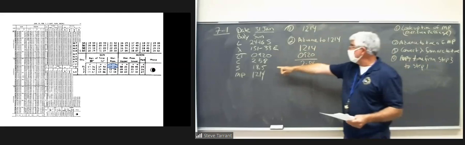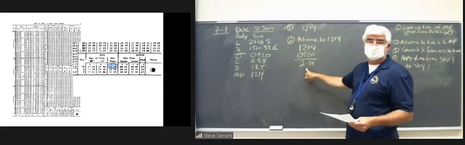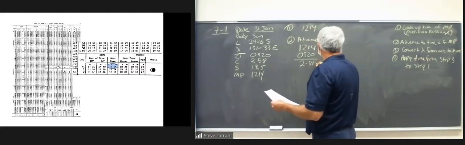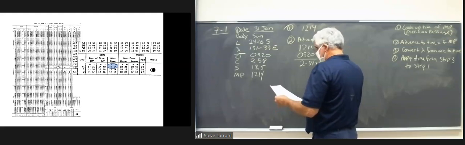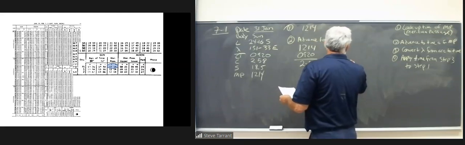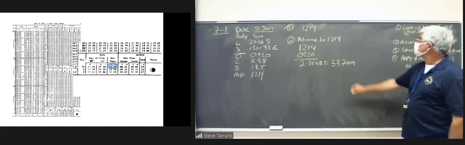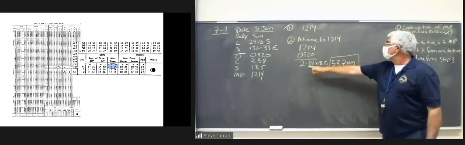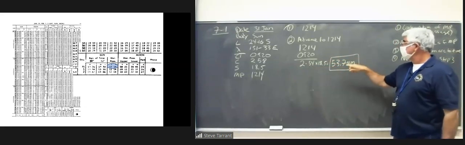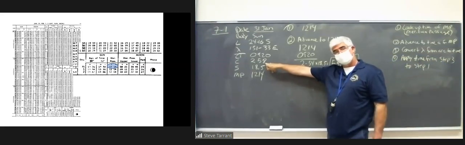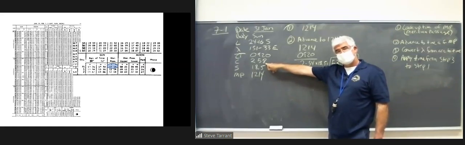I'm going 258 at 18.5 knots for 2 hours and 54 minutes. All right? So that is times 18.5 equals 53.7 nautical miles. Okay? So in 2 hours and 54 minutes, I'm going to go 53.7 nautical miles on a course of 258. Hey, 258. What's that? That's mostly west, isn't it?